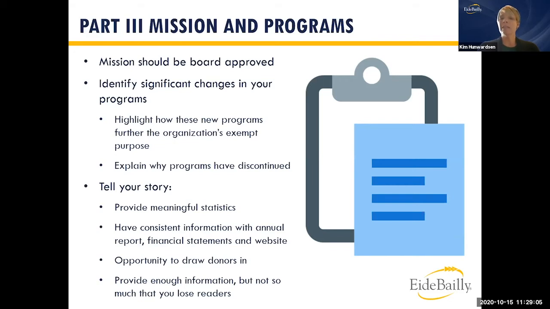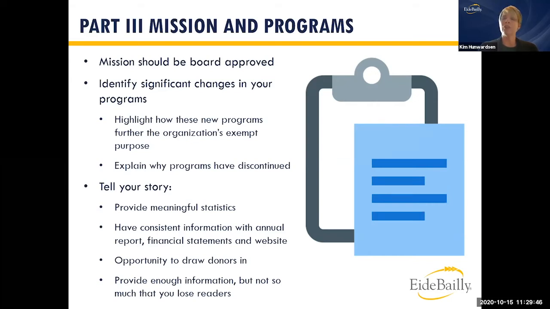There's also a part that asks about significant changes in your programs, either things you've discontinued or new programs. One of the key things with the new programs is, one, it's your way to talk to the public about the new programs, but it's also your way to let the IRS know that you've started doing new activities and how those activities continue to further your exempt purpose versus being something that's unrelated to your exempt purpose. If you've chosen to discontinue programs, explain why. Let your reader understand the rationale for the discontinuing of the programs.